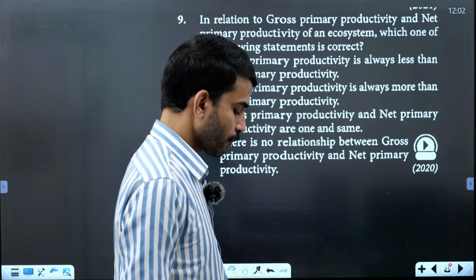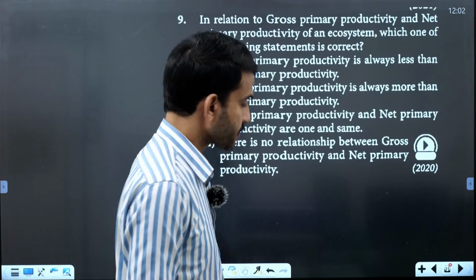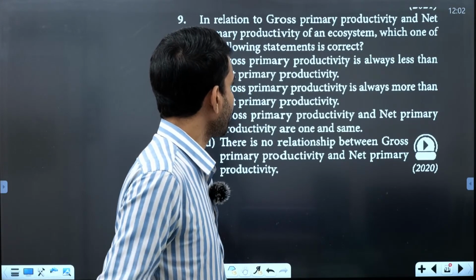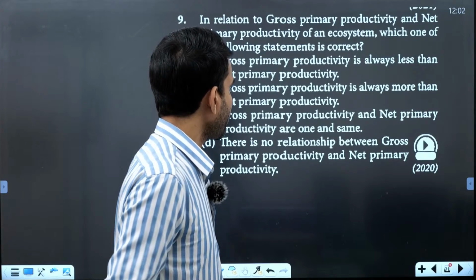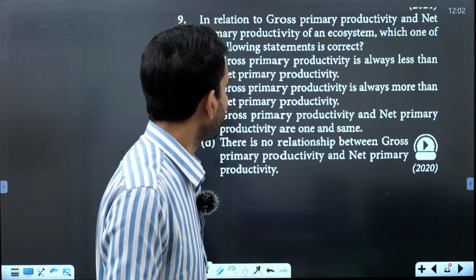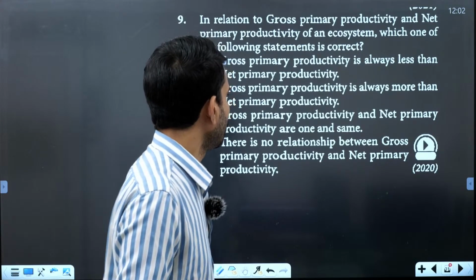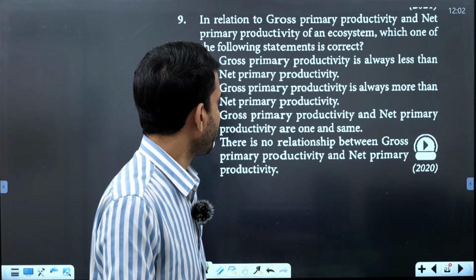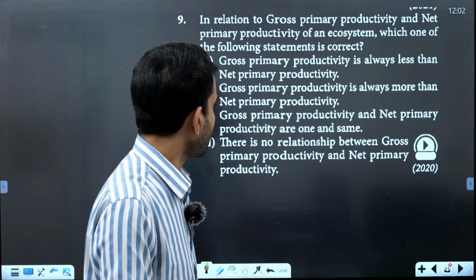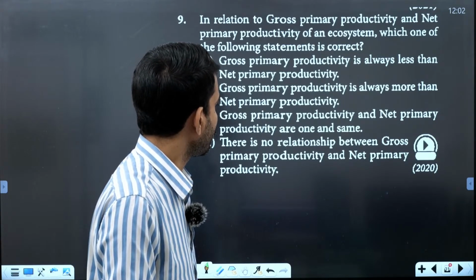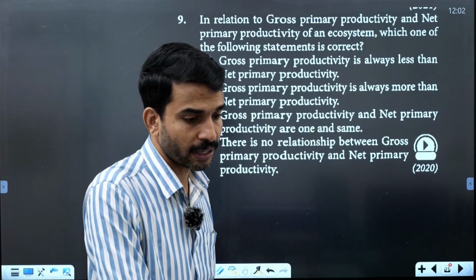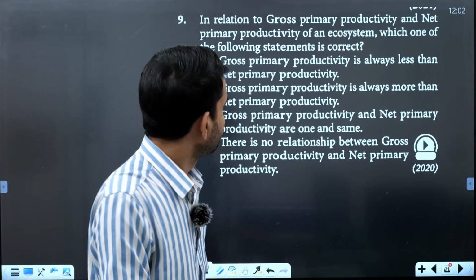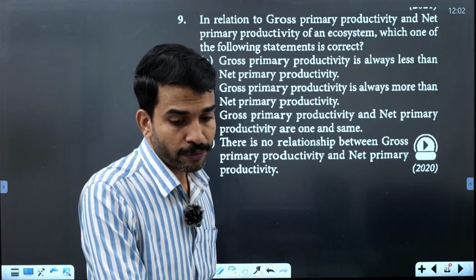So here we have: Gross primary productivity is always less than net primary productivity. Gross primary productivity is always more than net primary productivity. Gross primary productivity and net primary productivity are one and the same. There is no relationship between gross and net primary productivity. Answer is box, of course, right?